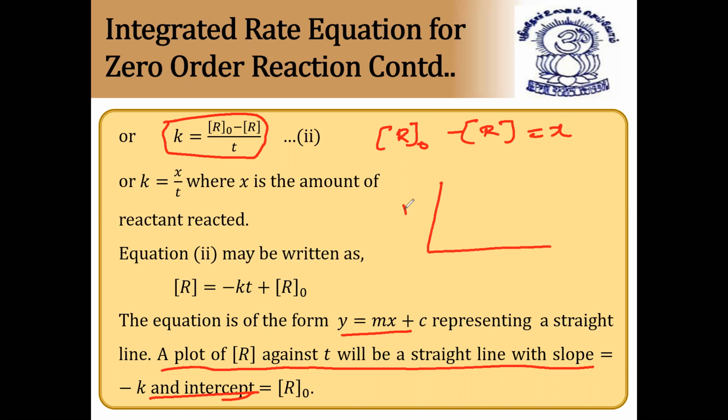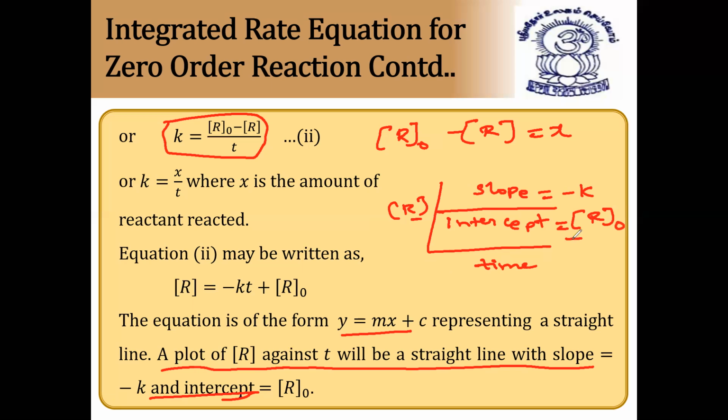So if you take the concentration of the reactant with respect to time, for a zero order reaction it is a straight line parallel to the x-axis, because there is no effect on the concentration of the reactant with respect to time. For this graph the slope is equal to minus k, and the intercept is R naught. Intercept is how much? R naught. I hope it is clear.